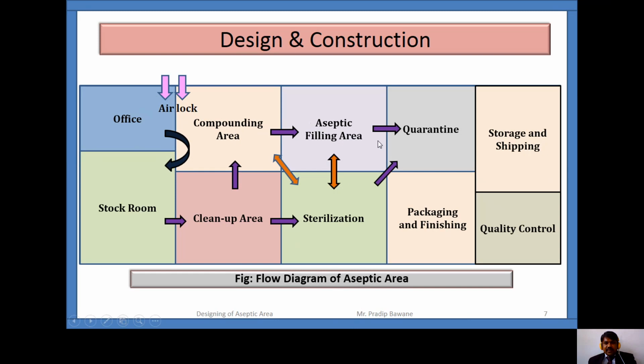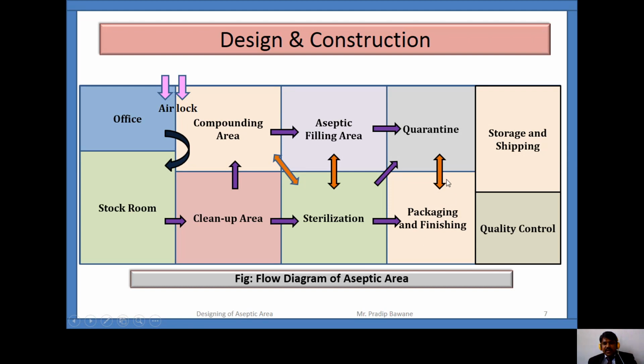From the sterilization area, we can move to the quarantine area. Those products which are generally first filled and then sterilized can move from the sterilization area to the quarantine area. And from the sterilization area also, the product can be moved to the packaging and finishing area. And finally, we can see over here the packaging area and finished product area.